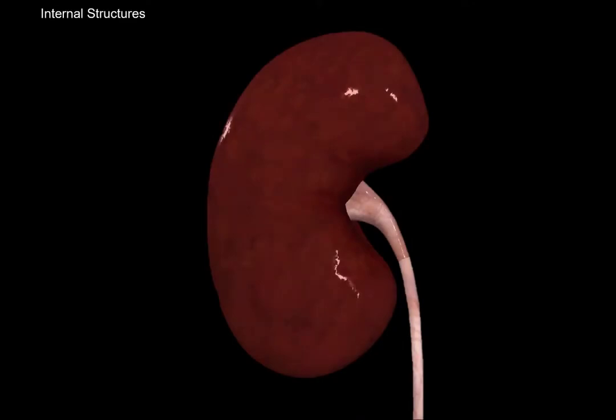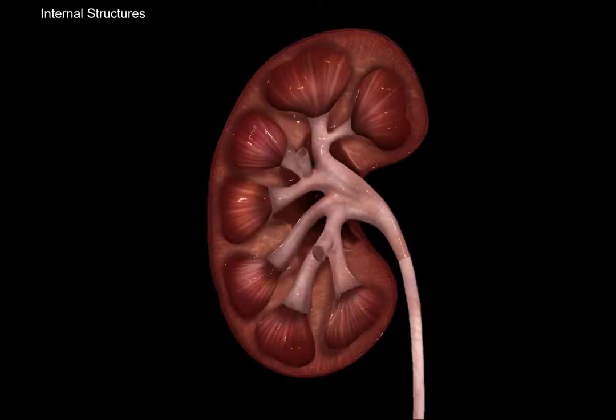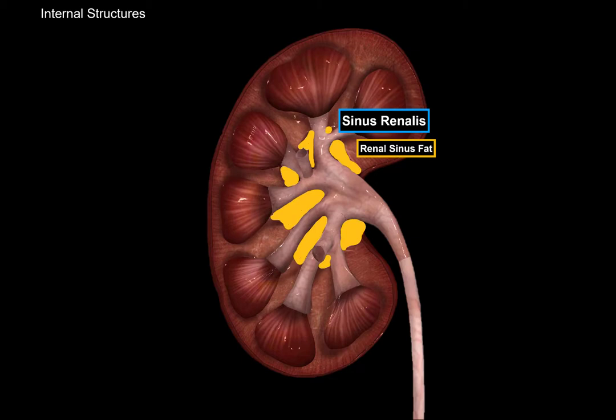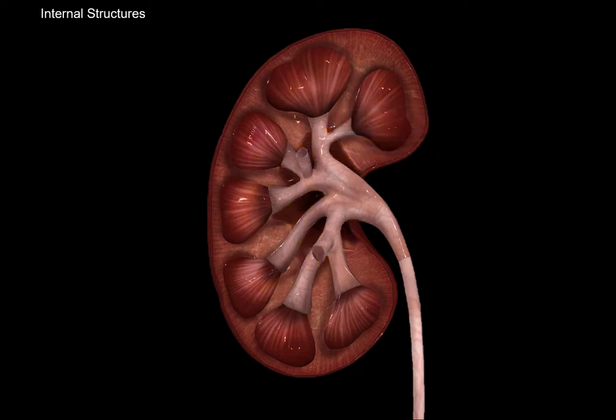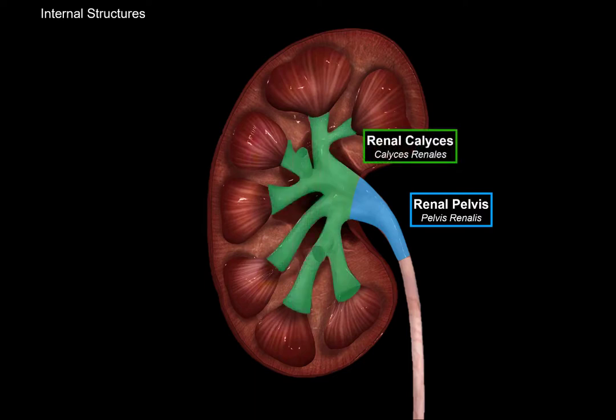Now let's go ahead and open the kidneys up, just like that, to cover the internal structures of it. The kidneys have a compartment within them called the sinus renalis, or the renal sinus. And it's filled up by fat called the renal sinus fat. And between the fat, you will find the renal pelvis and the renal calyces, which lead the urine from the kidneys down to the ureter.